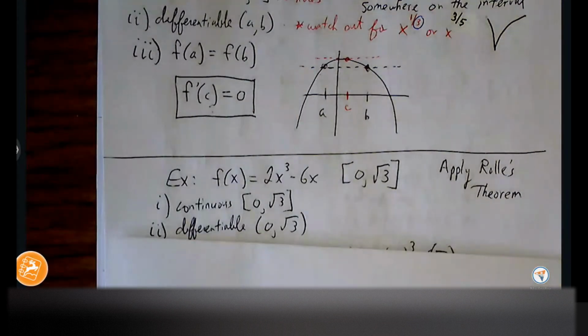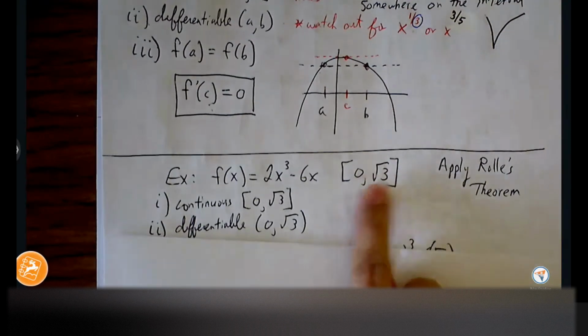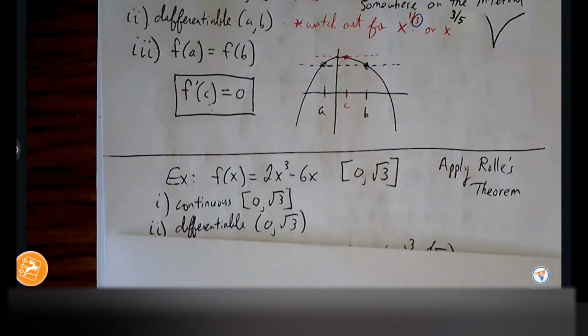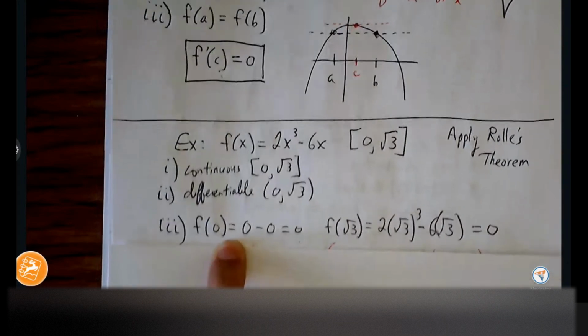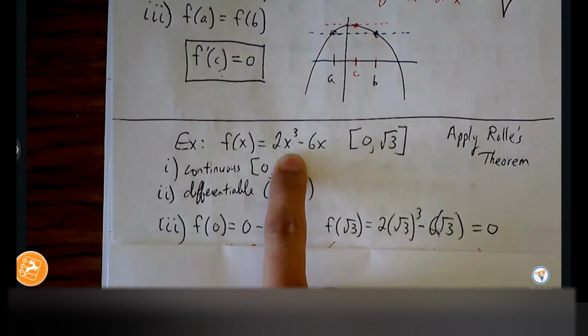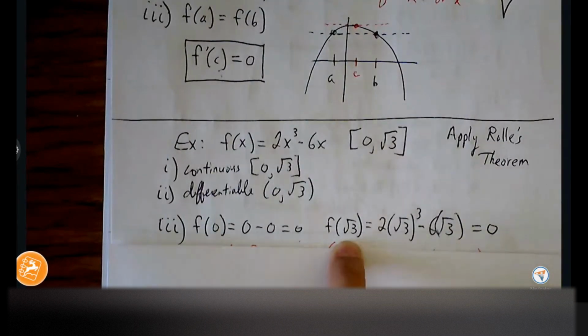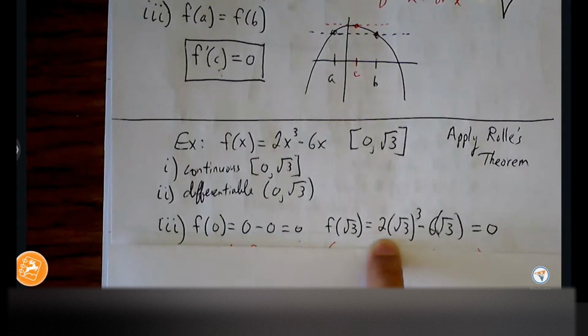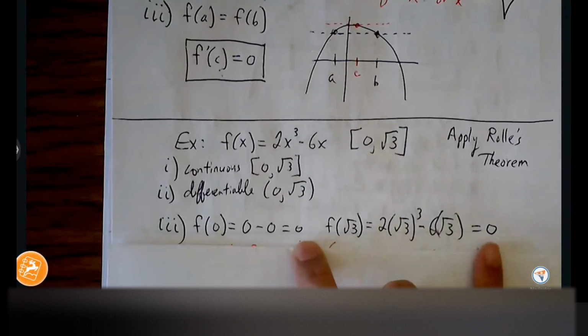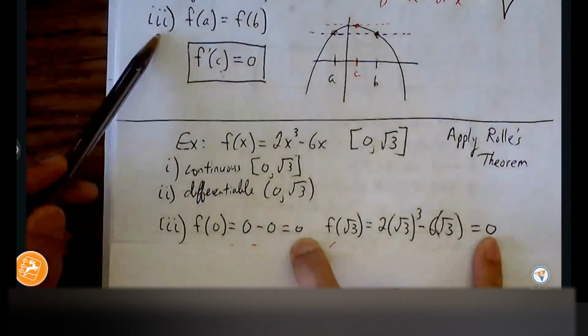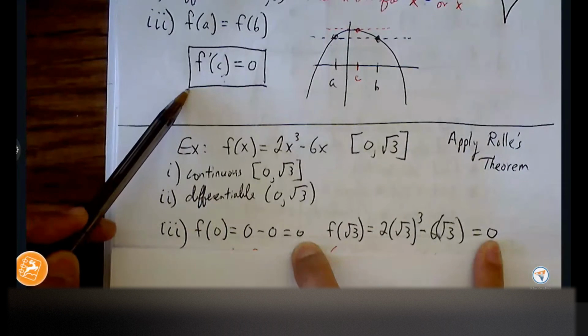Okay, now we're ready for our third condition. Our third condition is plugging the endpoints into the function and seeing if they are equal. Are they going to be the same y value? So we're going to find f of 0. So 0 into the function, I get 0 minus 0, which is 0. Okay, plug root 3 into the function. I get 2 root 3 cubed minus 6 root 3. This ends up being 6 root 3 minus 6 root 3, which is 0. These are equivalent. Our third condition is good to go. We know that there must be a slope 0 that we can guarantee.